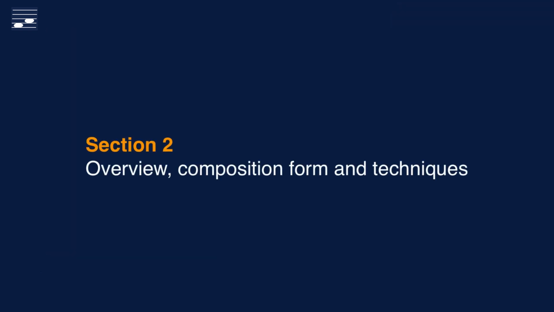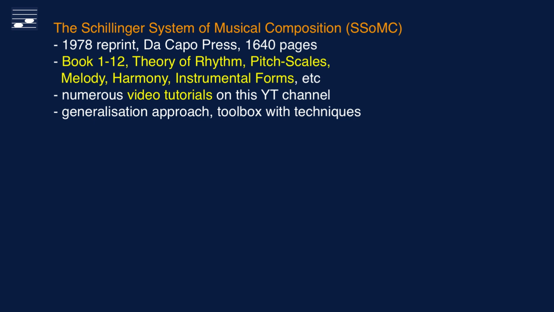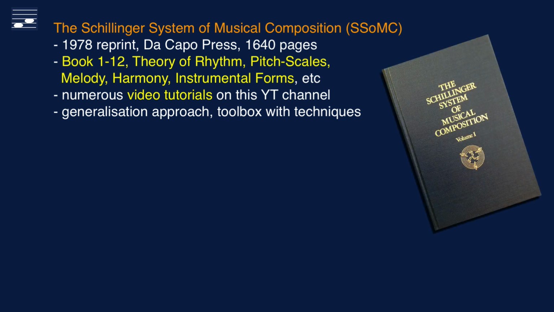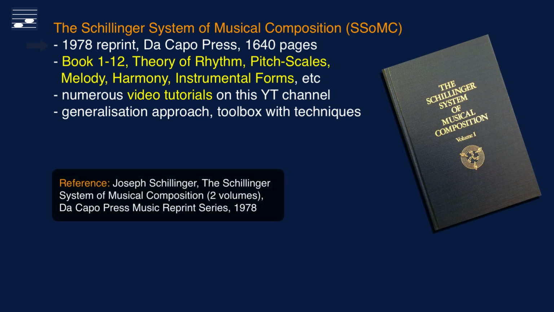This overview section is an abbreviated version of the equivalent section 2 in part 1 in the series. It describes the context of this set of tutorials. I'm a regular user of the Schillinger System of musical composition, a system for writing music that is now almost a century old. It is available as a reprint 2-volume book set. In more than 1500 pages you'll find 12 books called The Theory of Rhythm, Scales, Melody, Harmony, etc.